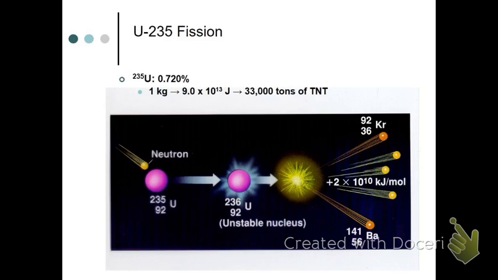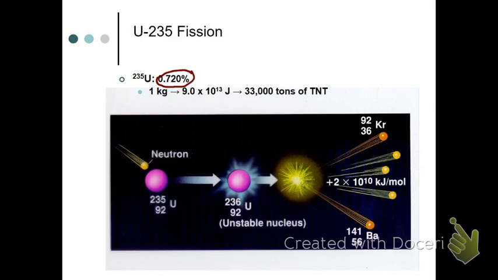So, for example, uranium-235 is a fissionable isotope. It is actually a minor isotope of uranium. Uranium-238 is the most stable isotope of uranium. Uranium-235 only comprises 0.72% of the uranium that exists in nature.